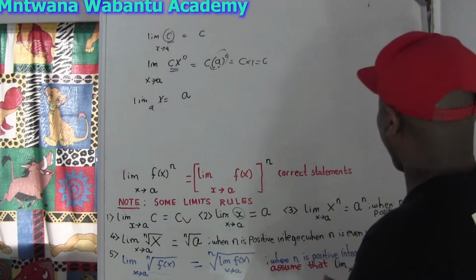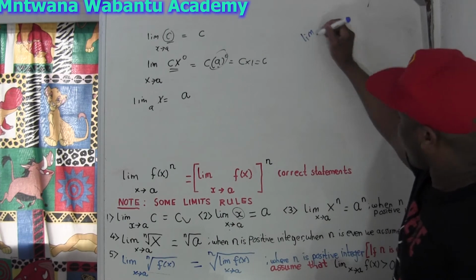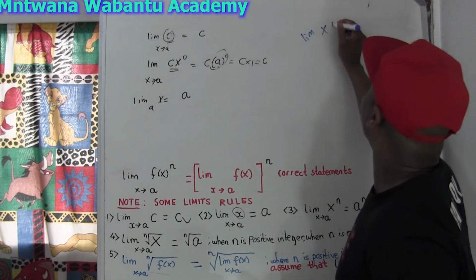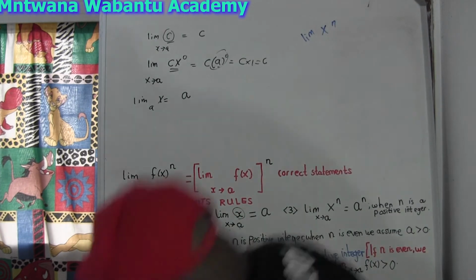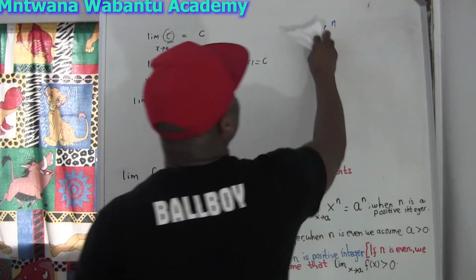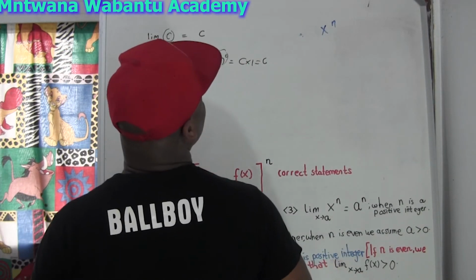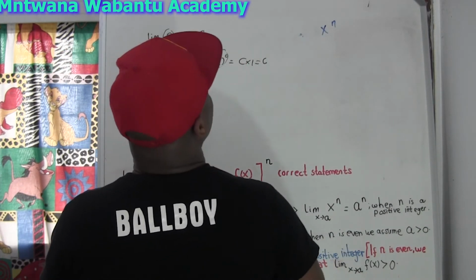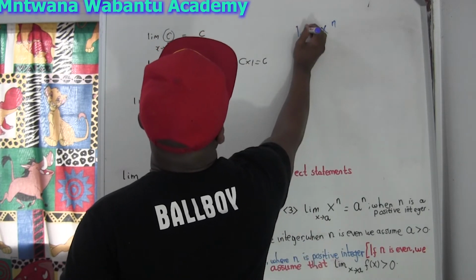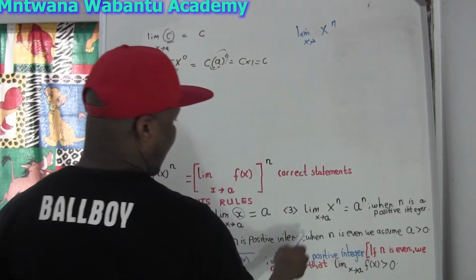So we say we have the limit of X power N. Whoo! Your pen, where are you falling? Bless! Limit of X power N, limit X equal to A.